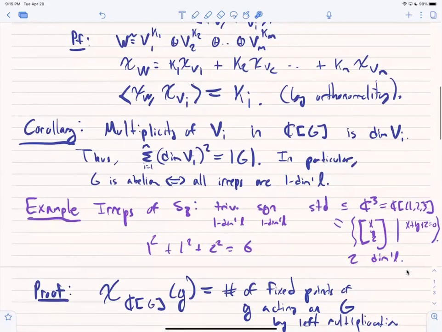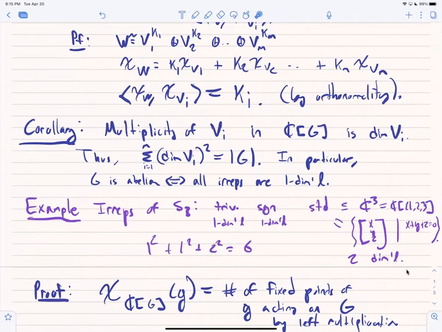I want to point out already in this example that these two constraints combined are very powerful just for classifying irreducible representations of a group. The fact that you know there are the same number of irreducible representations as conjugacy classes, and you know the sum of their dimensions squared is equal to the order of the group.